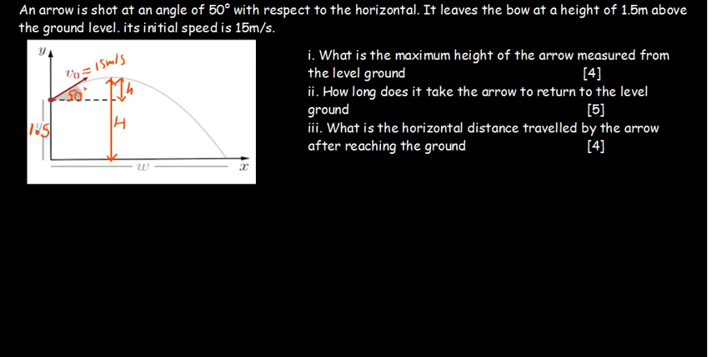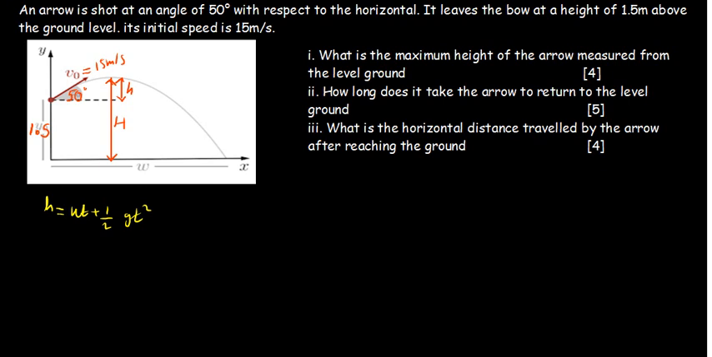How long does it take the arrow to return to the level ground? So it moves from this maximum point, it goes and reaches the level ground there. How long is it going to take the arrow to reach there? So we're going to use two methods. The first one, we're going to say height is equal to ut plus half gt squared. So the height, we can see that's 1.5.